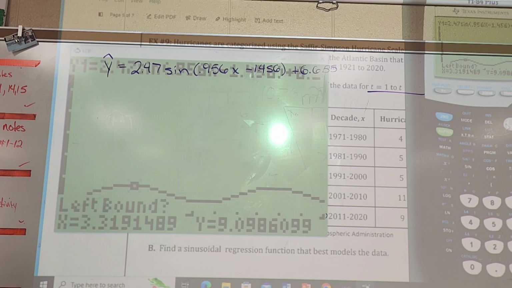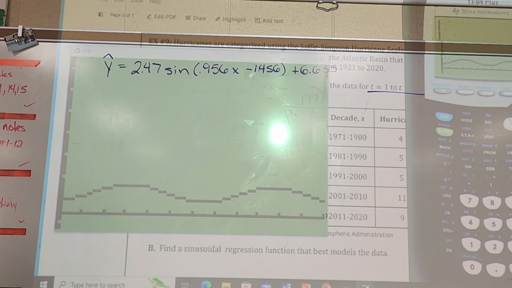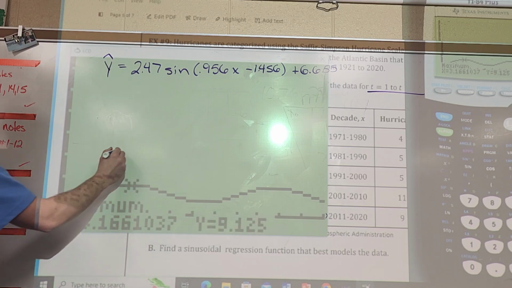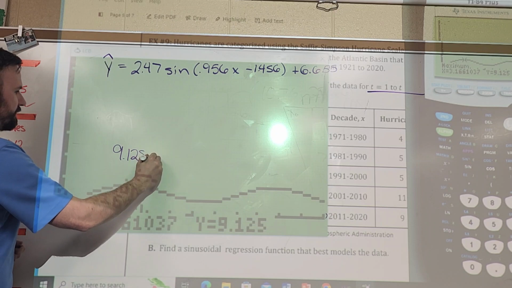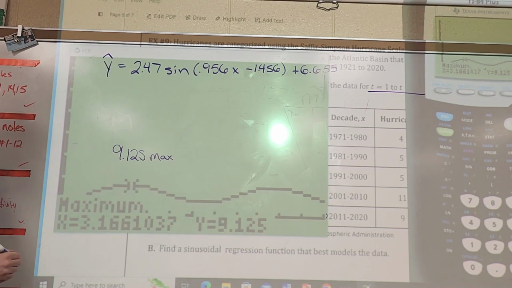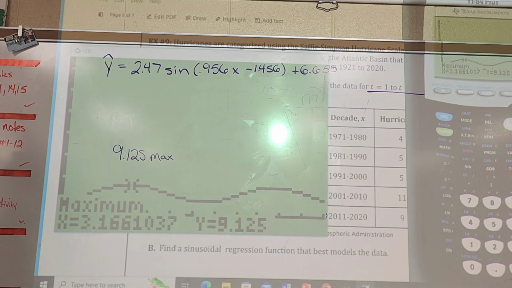Well, actually, you know what? I'm gonna hit enter. This is different than I got in the answer. I wonder if it's right. I got 9.125 as a max, but their equation's different. I think this is right, because we all got it.